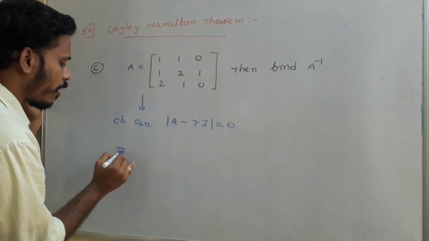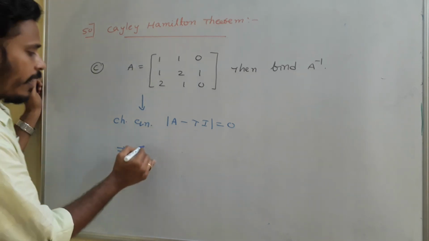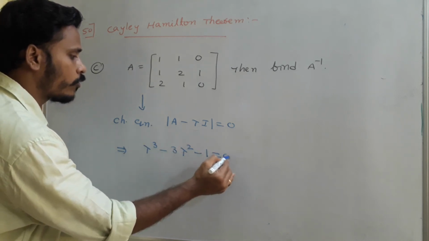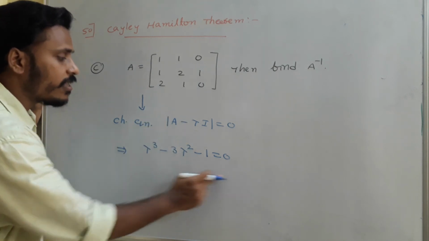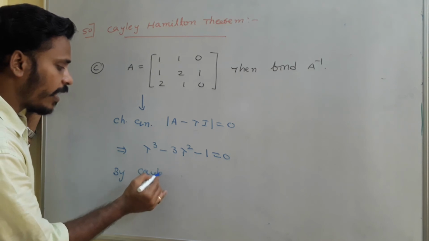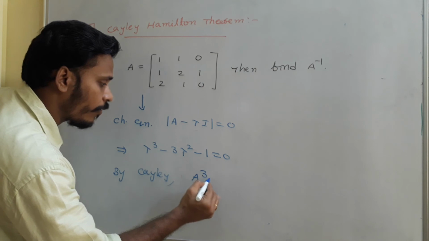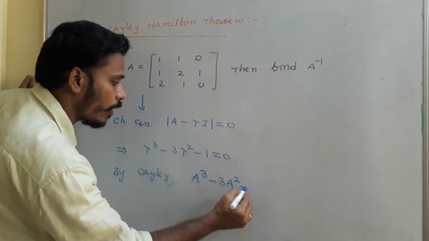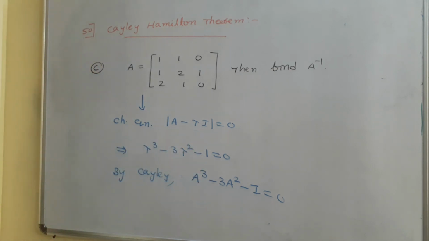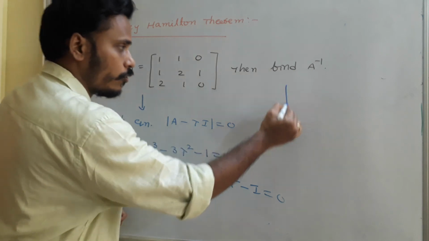In terms of lambda, if you simplify, you will get the characteristic equation as lambda cube minus 3 lambda square minus 1 equals 0. You just do it. And if it is the characteristic equation, then as we discussed, by the Cayley-Hamilton theorem, the matrix must satisfy this equation. We have A cube minus 3A square minus I equals 0, since we need to replace the constant with the identity. A cube minus 3A square minus I equals 0.